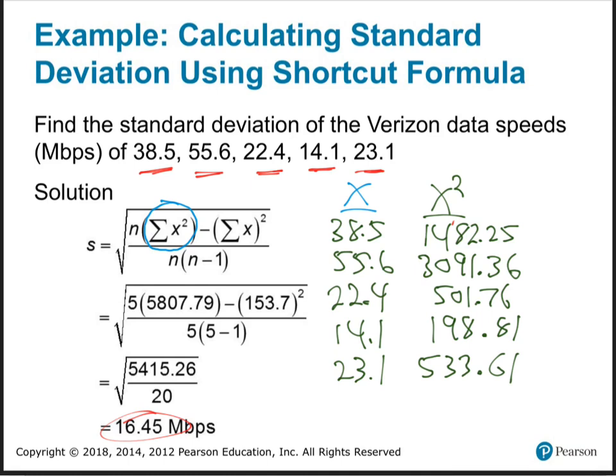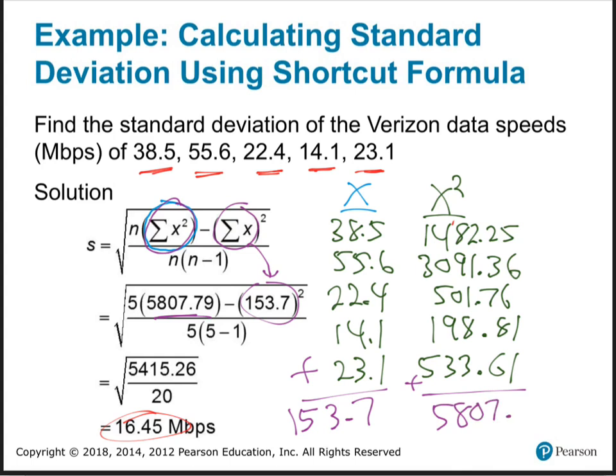All right, and then we add those up. That's what they mean by the sum of the x squareds and the sum of the x's. The sum of the x's is 153.7. And the sum of the x squareds is 5807.79. Is that making sense? And then you plug that into that formula. You square root it, and you do all that stuff, and you'll get the same answer.